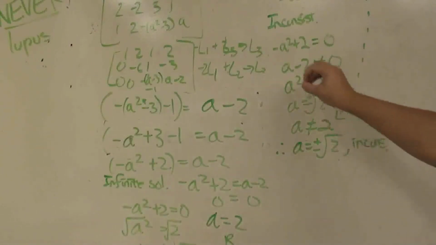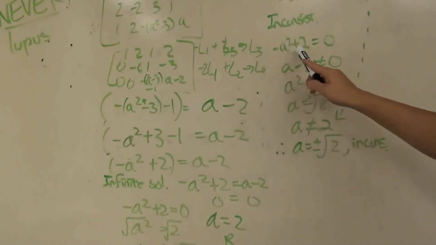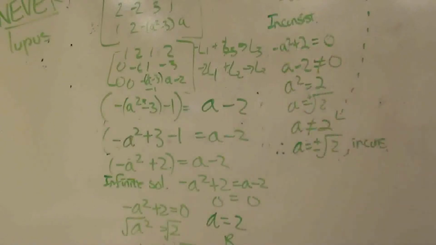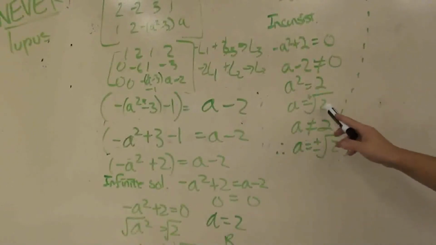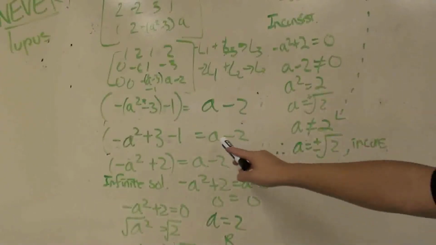So 0z has to somehow equal a non-zero number, right? That's all there is. So I'm going to try to figure out what negative a squared plus 2 will make it 0, and we already calculated that's plus or minus square root of 2, right? So that's now on the right side. How do I make sure it's not 0?